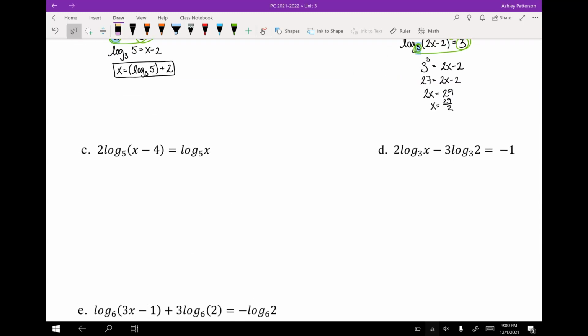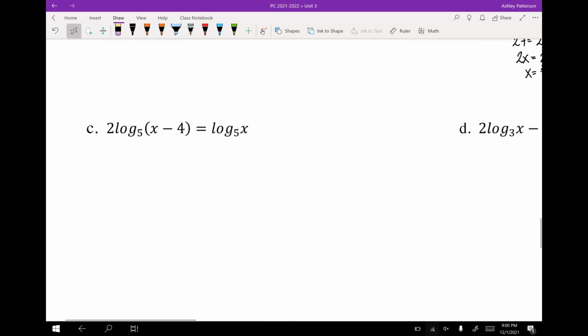Okay, so for C, if we look at C, well, maybe we'll see. I don't know. Hang in there.